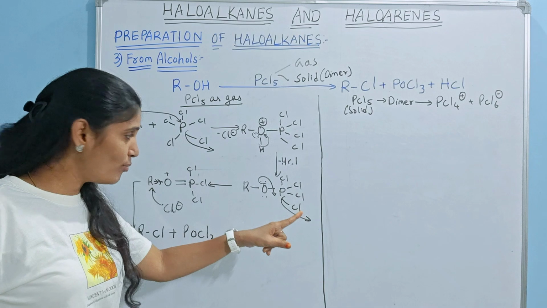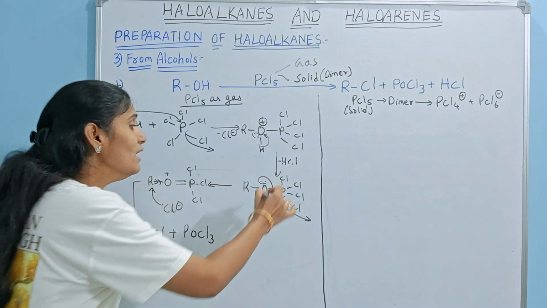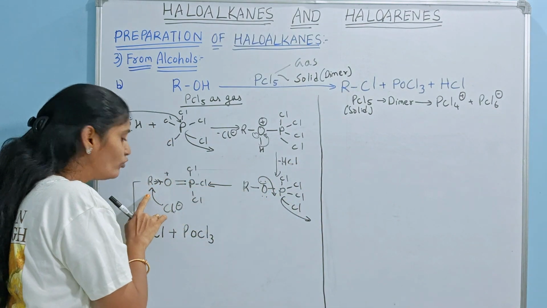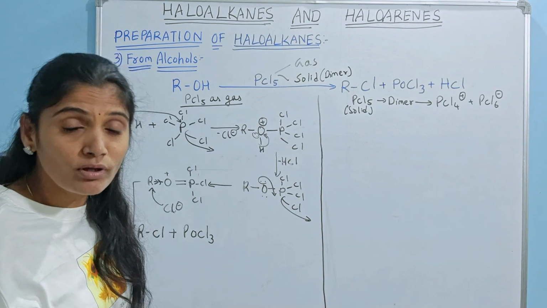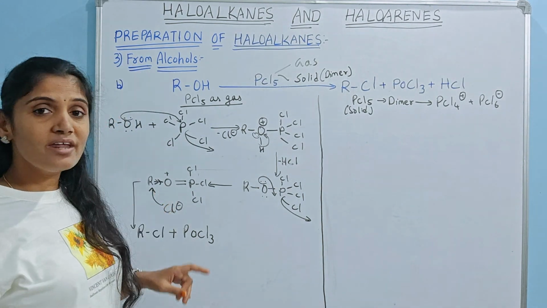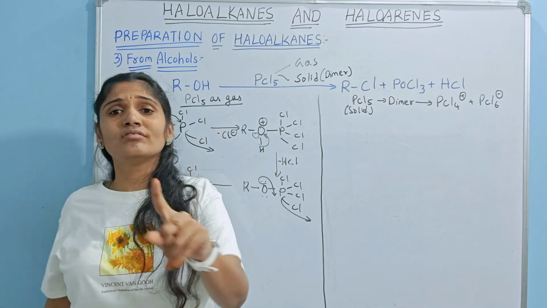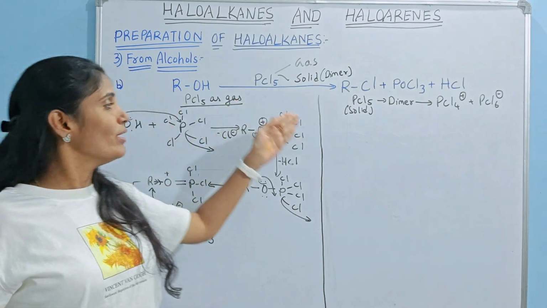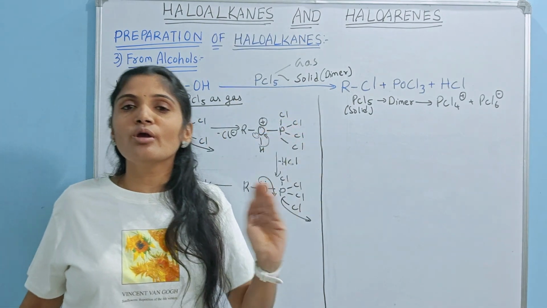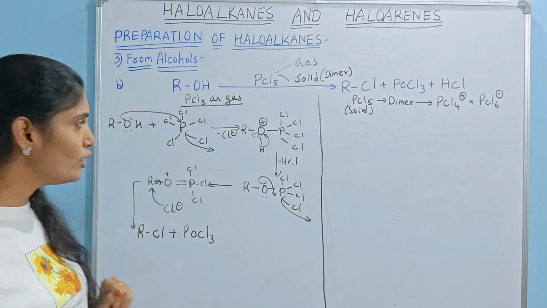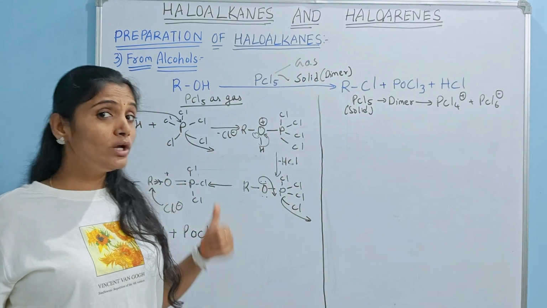Cl has left as Cl minus from this molecule, and in turn, in that molecule only, it is going and attacking some other atom. So what kind of substitution reaction is this? Is it SN1? It is not SN1, because if it is SN1, the mechanism would have been taking place through carbocation. So it is definitely not SN1. Is it SN2? It is not SN2.